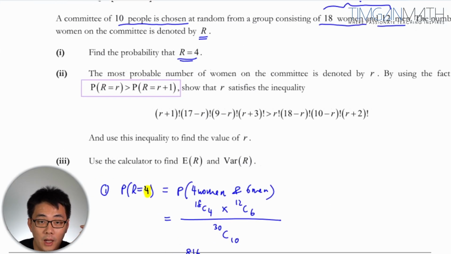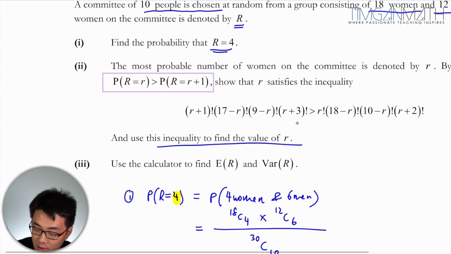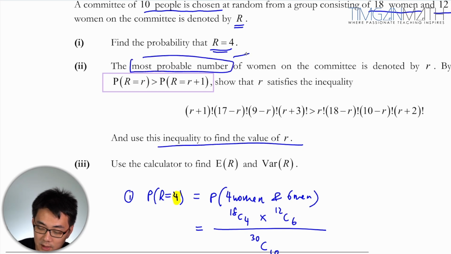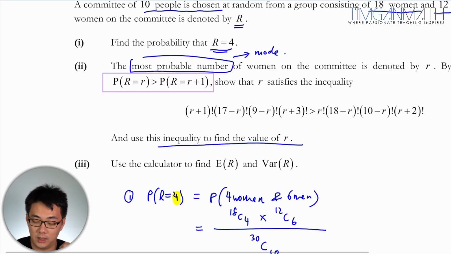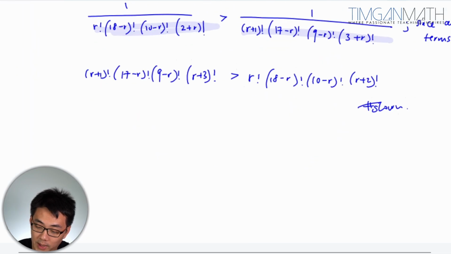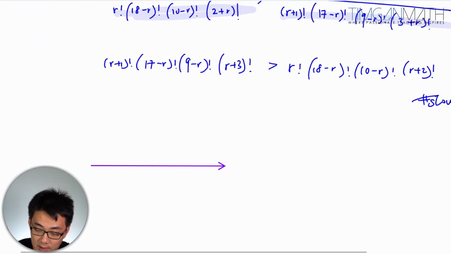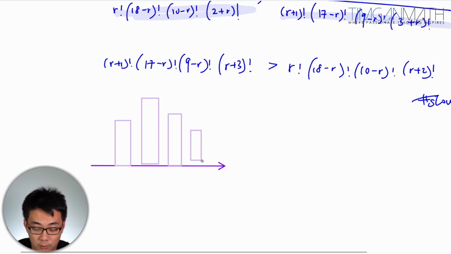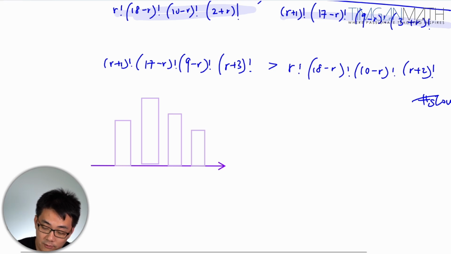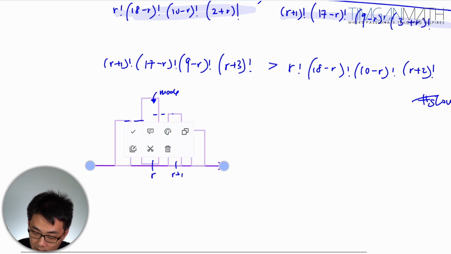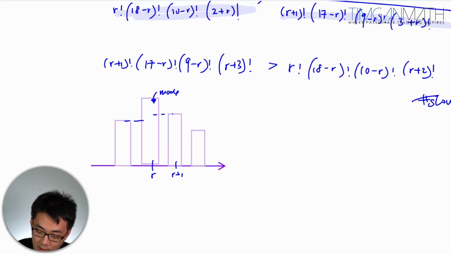Now once done, use this inequality to find the value r that is the most probable. That just means that this is the modal class, the most frequent one. Try and visualize this by a histogram, where the height of the histogram corresponds to the probability of each class. If this is the mode, you know that this is r, this will be a neighboring class r plus 1, and this over here will be another neighboring class, r minus 1.